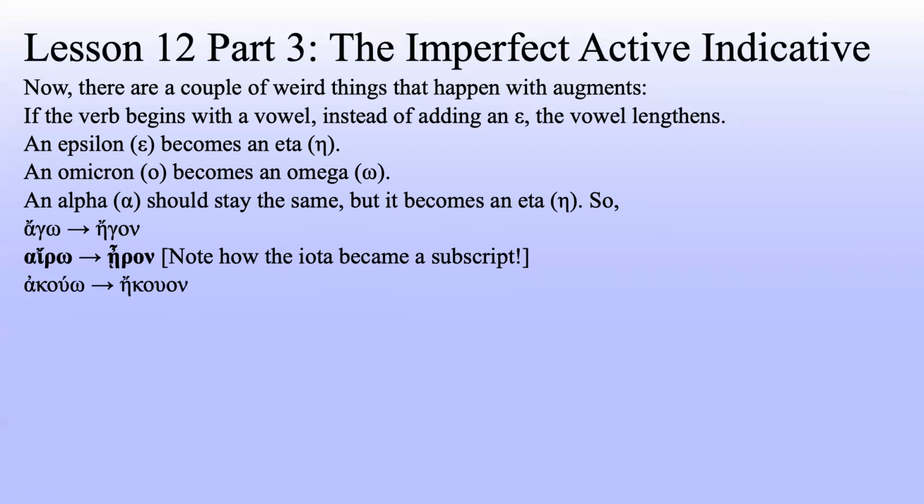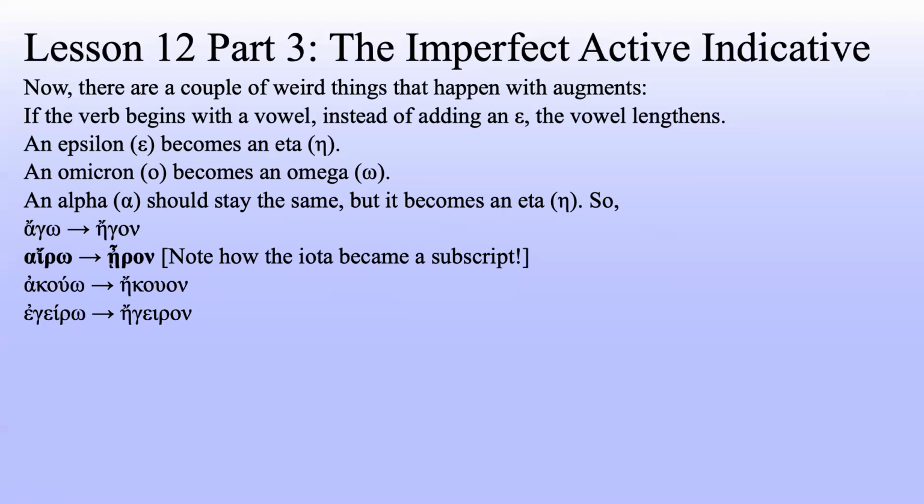Akuo becomes akuon. Agero becomes ageron. Here we have an epsilon lengthening into an eta. Now, if you see one of these and you're not sure what it is, first thing you're going to do is look at this verb and say, I don't know an agero, or I don't know an akuo. Okay, is it possible that there's an augment? I see an eta. Okay, well, let's try it out.